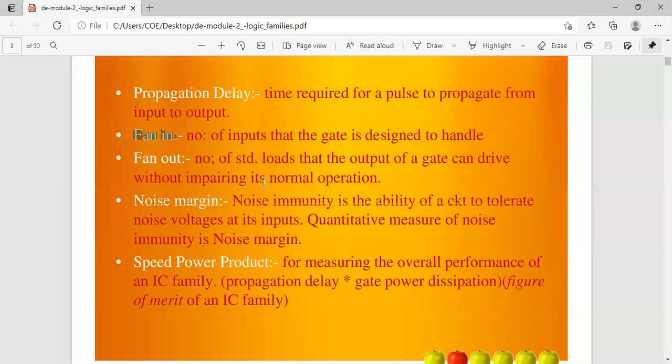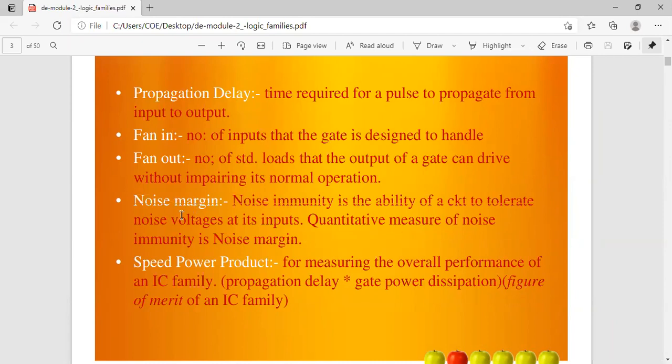And then, it is a very important thing in your design part, fan in and fan out, because for whichever application you are going to design a circuit, you need to know how many output pins and how many input pins you need. You should know this, okay?